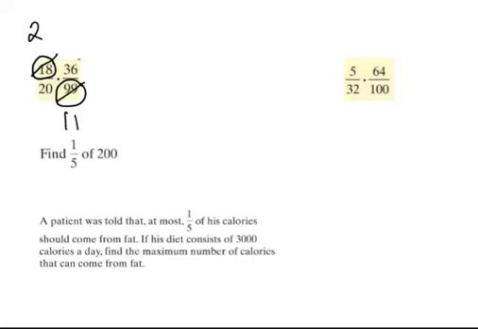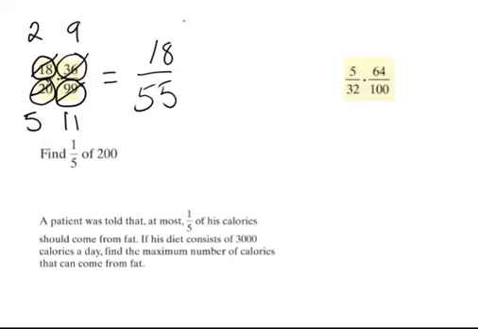I'm also going to look at my numbers 36 and 20. I can divide both of them by the number 4. 4 goes into 20 5 times. 4 goes into 36 9 times. And now, again, I'm going to multiply straight across. 2 times 9 leaves me with 18. 5 times 11 leaves me with 55.